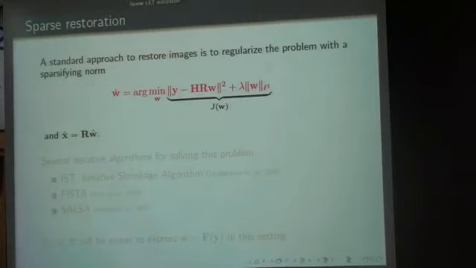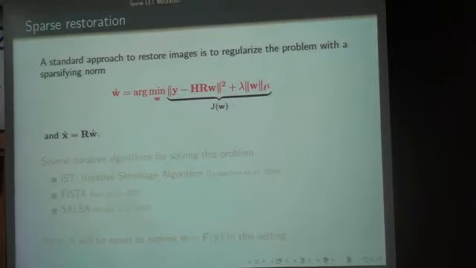So the problem is always the same. You have restoration to do, so you measure distorted data plus noise, etc. But you don't have a statistical model anymore here. You just want to find the best fit that will sparsify your data the most. So you go in some transform domain.